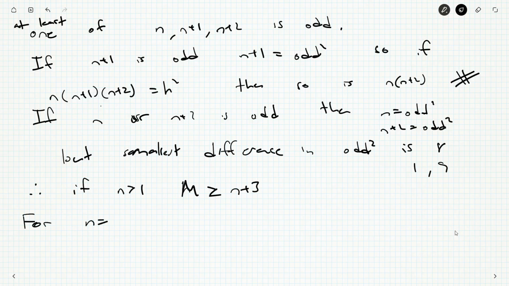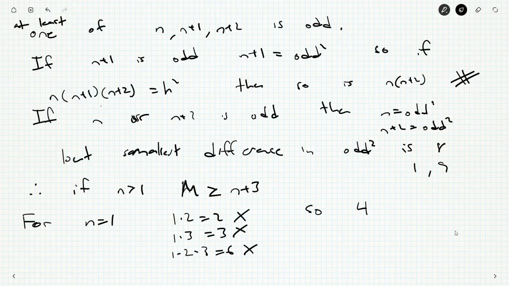And now once again we come back to n equals 1. 1 times 2 is 2, not a square. 1 times 3 is 3, not a square. 1 times 2 times 3 is 6, not a square. So 4 really is the Murray number of 1, and that completes everything. We've shown that for every n greater than 1, the Murray number has to be at least n plus 3, and for n equals 1 itself, we just exhaust them because it's quite easy to say 6 is clearly not a perfect square.